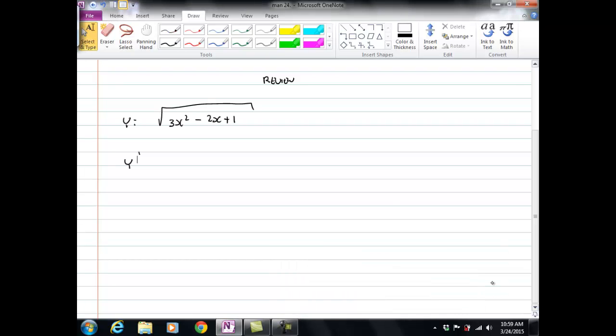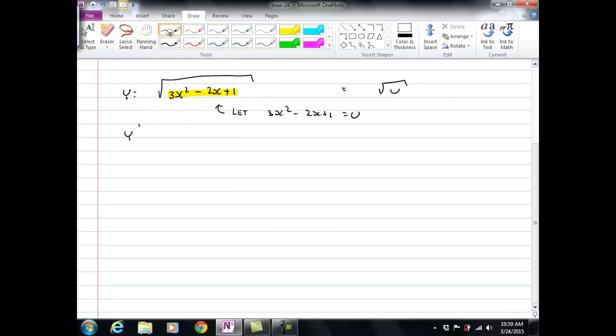So from yesterday, if you recall, think of this as u. Let 3x squared minus 2x plus 1 equal u. So in reality, this question becomes root u. And y prime really is, remember my shortcut technique I taught you, 1 over 2 root u. Saves you a lot of time if you remember that little trick in university. But then I go times, because this is a chain rule, I have to multiply by u prime.